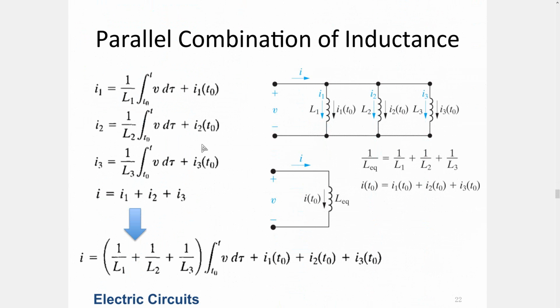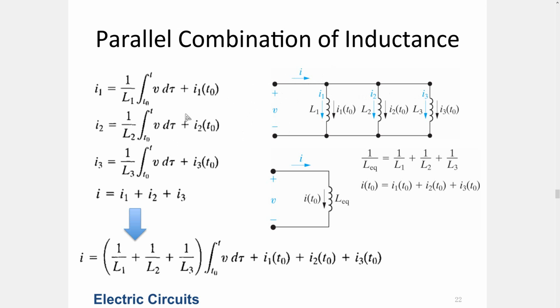Another scenario is the situation where we have a parallel combination of the inductance. In our toy problem, we have 3 inductances, and they have some initial currents I1(t0), I2(t0), and I3(t0). Their currents I1, I2, and I3, when combined together, will give us some current according to the KCL. There is some voltage drop across the components, and they share the same voltage drop.